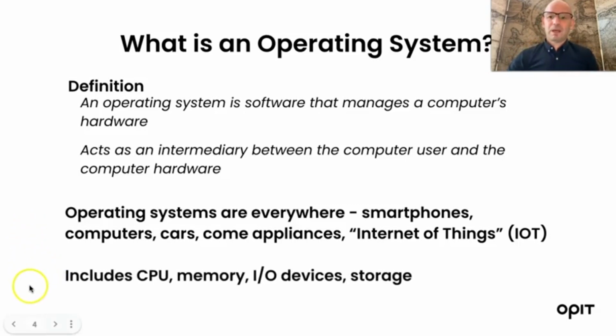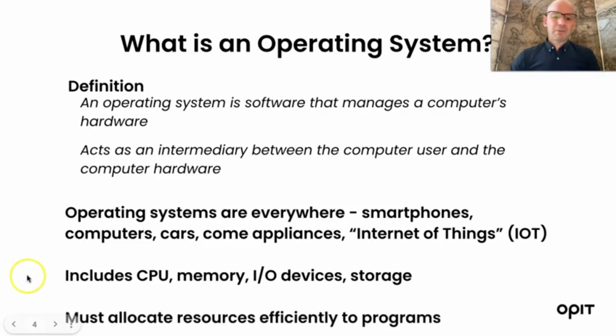And an operating system has at its disposal or at its use the CPU, memory, input-output devices such as keyboards, mouse, trackpad, touchscreen, and storage devices. So different ways of storing information: magnetic disks, traditionally, solid-state drives, etc. So all of this makes up a computer system. And an operating system must be able to allocate resources efficiently to programs. So programs need to run, and the operating system helps those programs to run efficiently and to not step on each other's toes, so to speak.